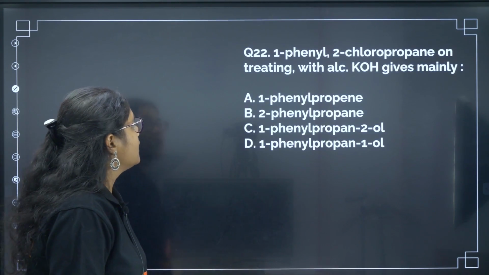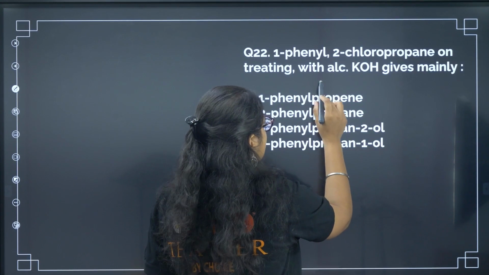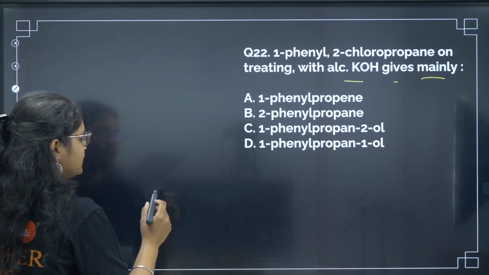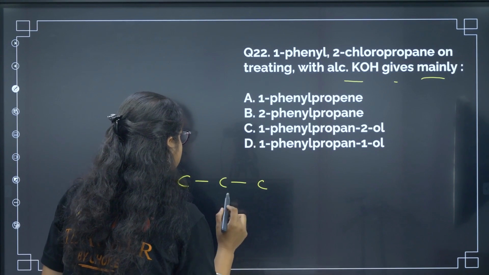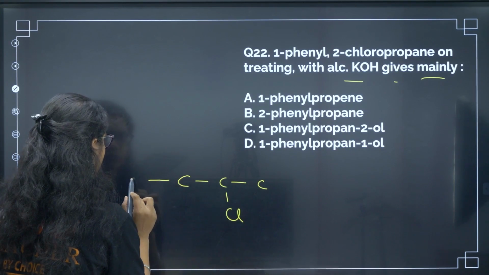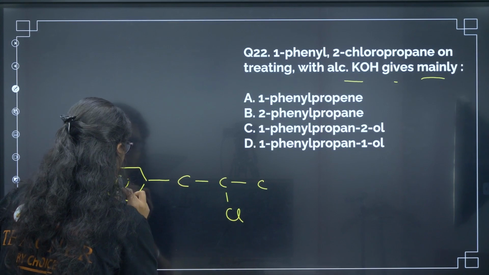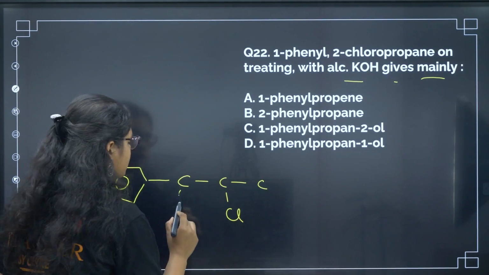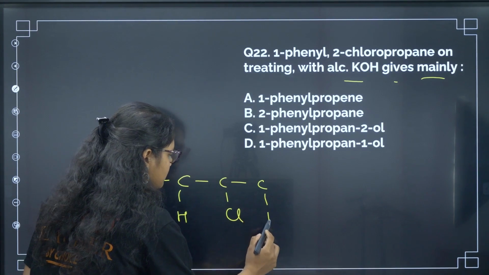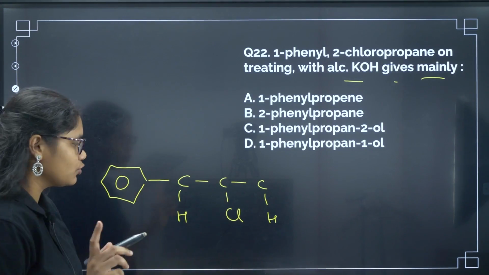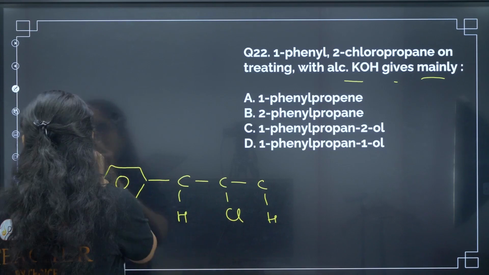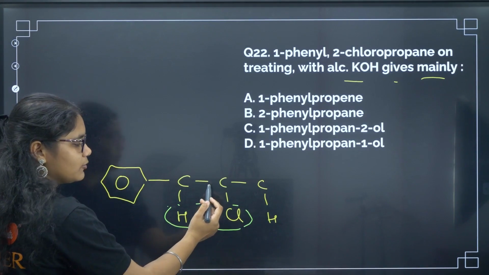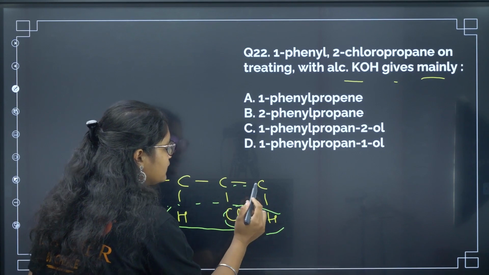Okay, next. 1-phenyl 2-chloropropane on heating with alcoholic KOH gives mainly. So first let us see the structure. 1-phenyl 2-chloropropane is there. Then you are treating it with alcoholic KOH. So now here we have the elimination reaction. We have two options. This HCl can be eliminated and we can get a double bond here, or this can be eliminated and we'll get a double bond here.